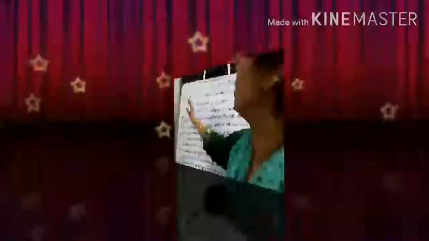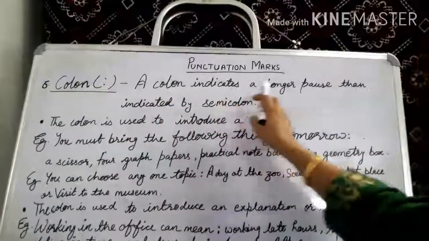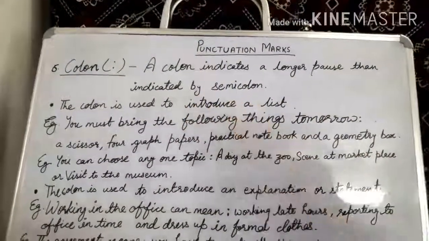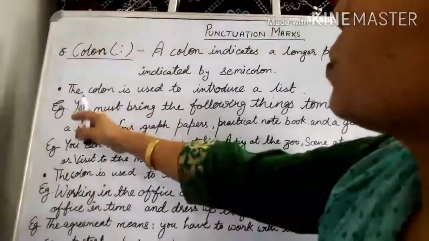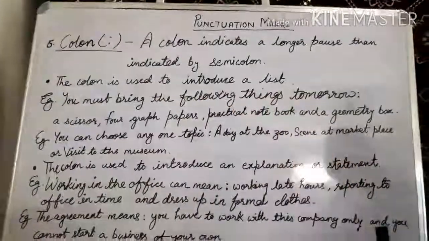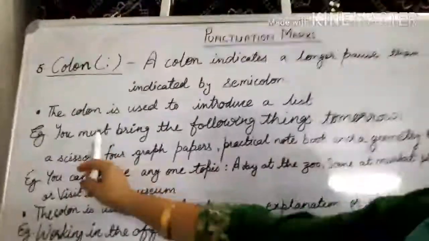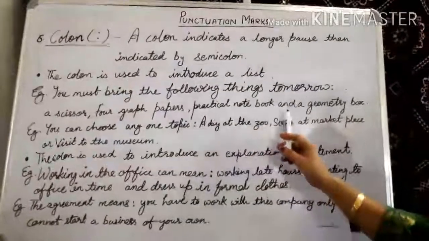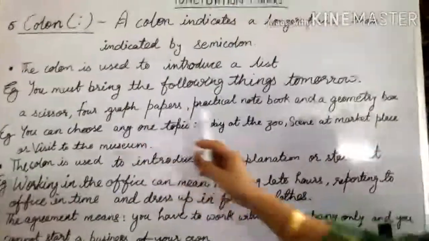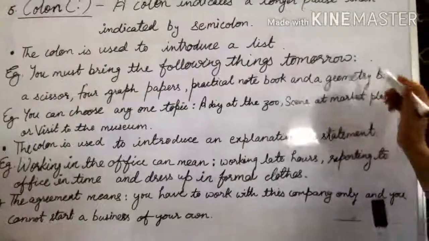Now the next heading is: a colon indicates a longer pause than that indicated by a semicolon. First point, the colon is used to introduce a list. See the example. You must bring the following things tomorrow: a scissor, 4 graph papers, a practical notebook and a geometry box. I am giving a list of things you will bring. Therefore, I have used a colon here.